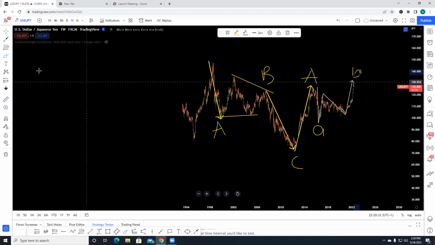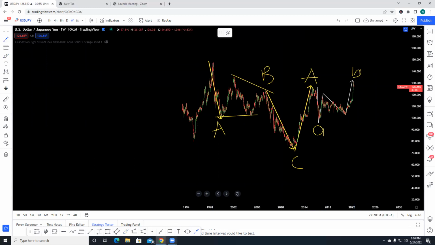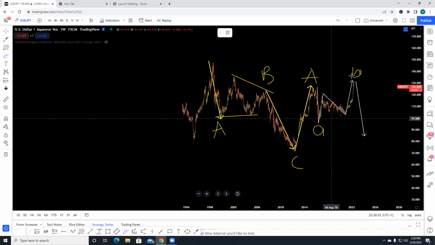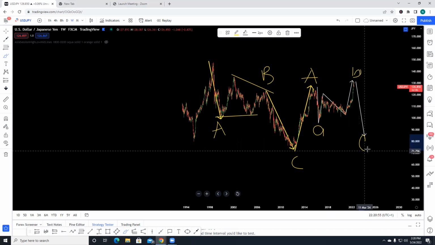Okay. Then what are you expecting, guys? You're expecting this move down to complement the structure. Right? You're expecting this move down. Okay. This will be a small C. All right. Let me label it well for you. A, B, and C. Okay.